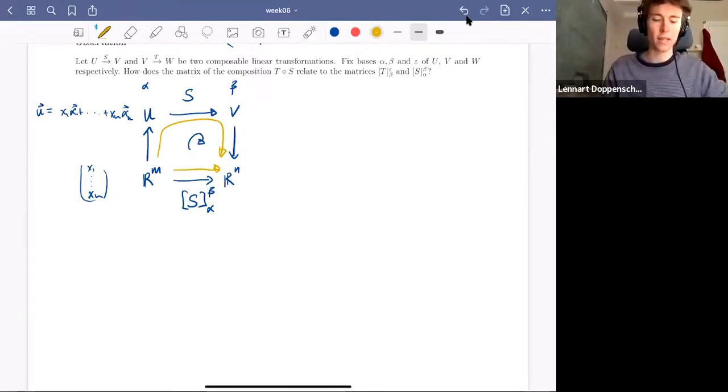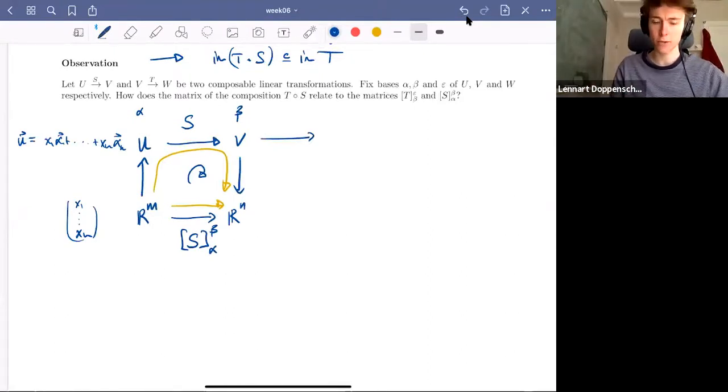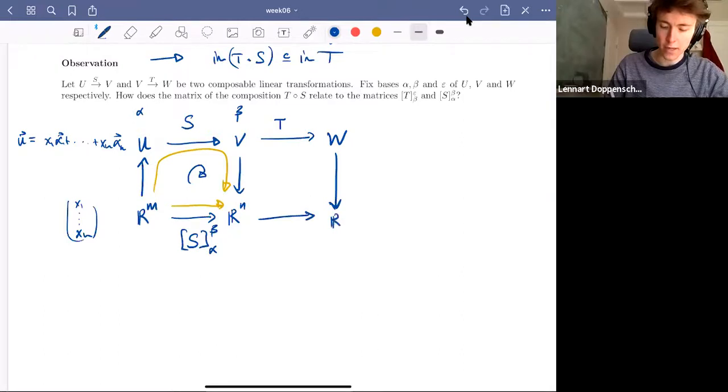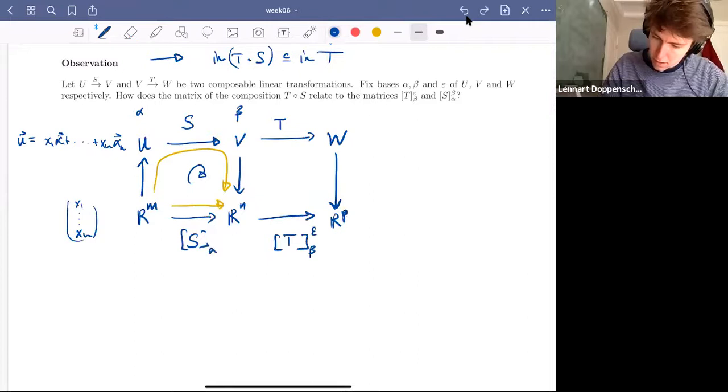Okay, and now the cool thing is that if we add to this picture another transformation that we can post-compose with S, so this is T, and now we can apply T after S. Then there's a matrix going from Rn to Rp, the matrix of T, with bases alpha, beta, and then beta, epsilon. Epsilon is the basis of these; these are the bases.